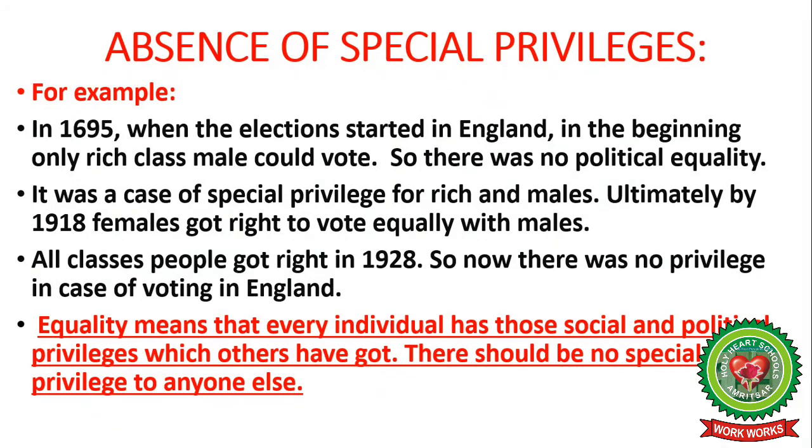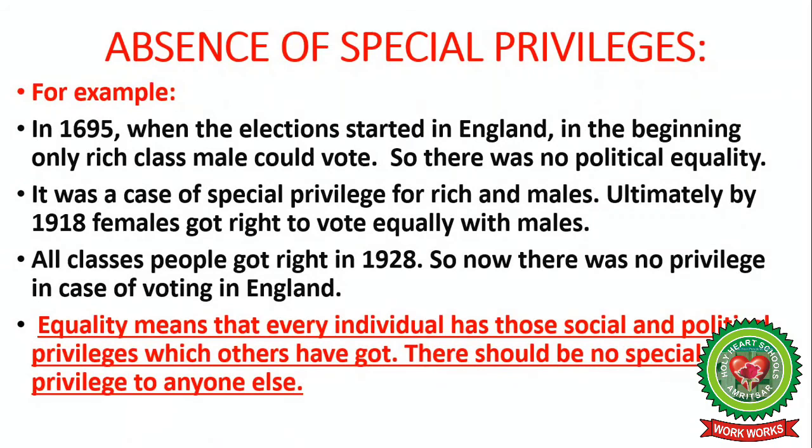Yes, I told you only rich class and other middle and below this average class people got the right to vote in 1928. So there was no privilege in case of voting in England. But today we all are living in a modern age and today there is equality. All have the voting right.